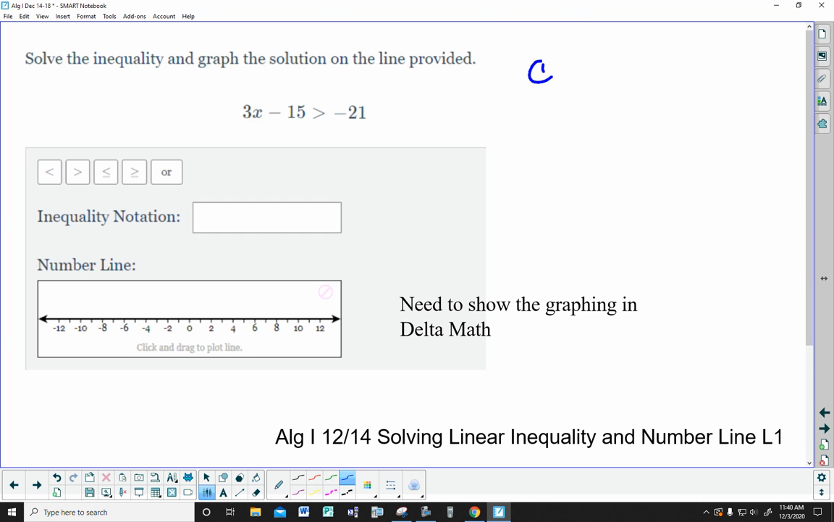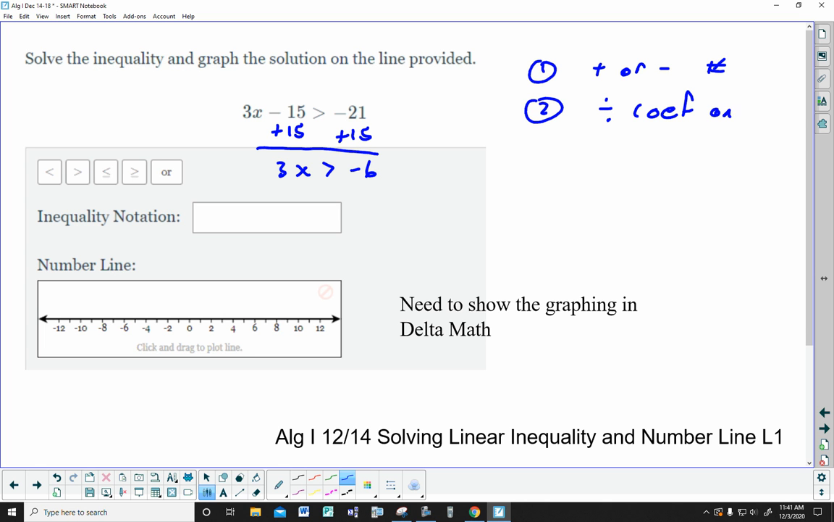Okay, so I said the first thing that you're always going to do is either by adding or subtracting, get rid of any plain old numbers. So here you're subtracting 15, so I'm going to add 15 to both sides. So I got 3x is greater than, so that would be what, negative 6? Then the second step is always going to be divide the coefficient on x. So you divide by 3 to both sides, and you got x is greater than negative 2. So at negative 2, it's going to be an open circle, and again in Delta Math, I'll show you how to do that, and you're shading to the right. And again, I'm going to show you how to do it.